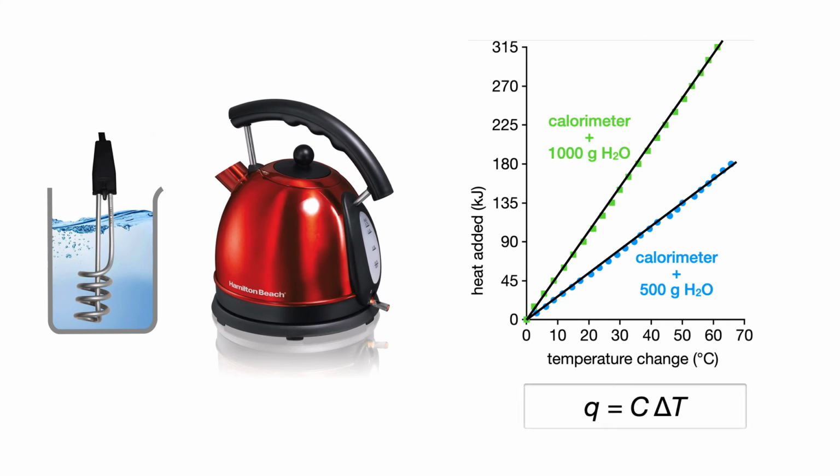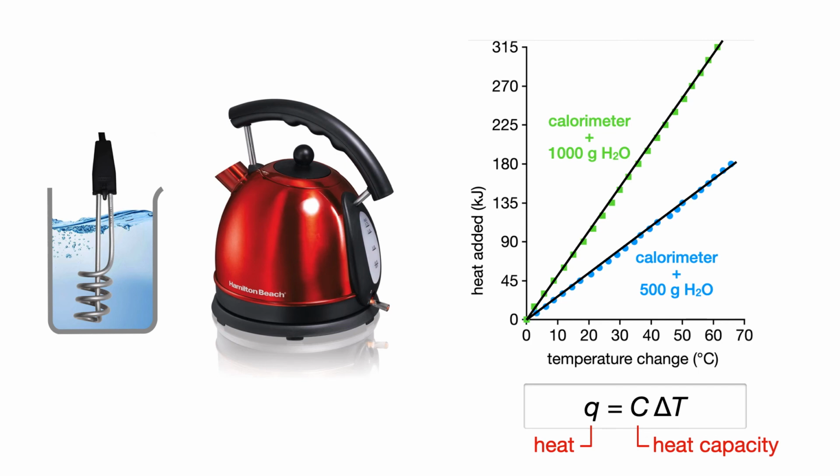The heat that flows into an object is proportional to the change in temperature. So Q, again, is our heat. And the constant of proportionality, that's the letter C in this equation, is called the heat capacity of the object. And so objects with a higher heat capacity require more heat to raise the temperature. So the kettle with 1,000 grams of water in it had a higher heat capacity than the calorimeter with only 500 grams of water.